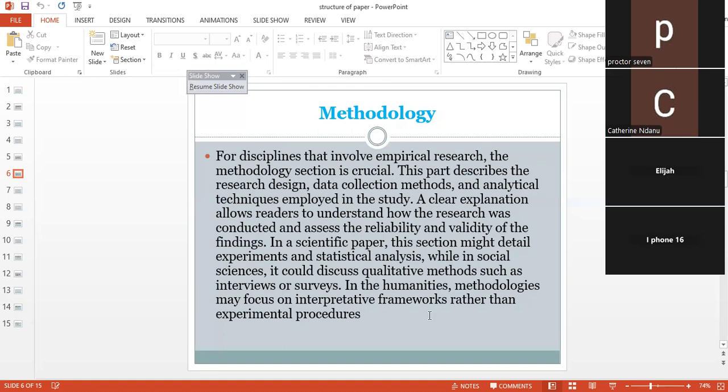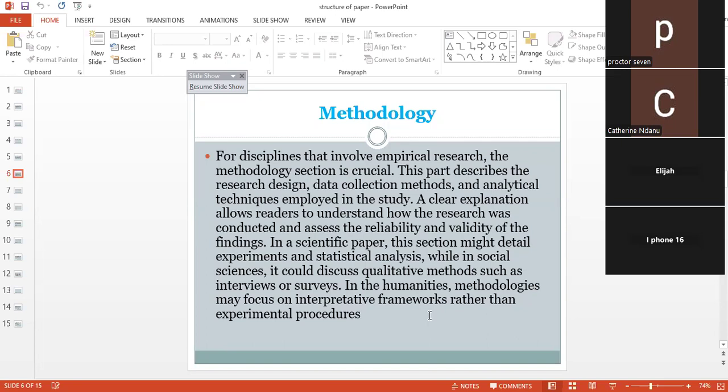And that's what we are calling reliability. Can we rely on your method to get the same answers that you got? So that is not just about trial and error. It's not just about speculations, but it's about something workable that can be used to attain the same results. So in a scientific paper, this section might detail experiments and statistical analysis, while in social sciences, it will discuss qualitative methods such as interviews and surveys.